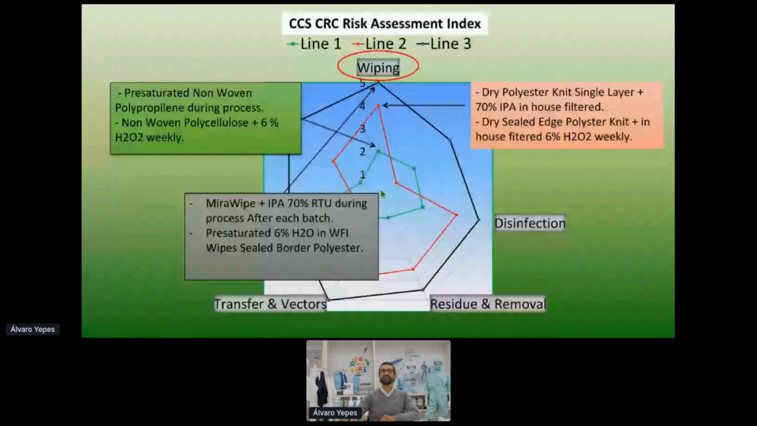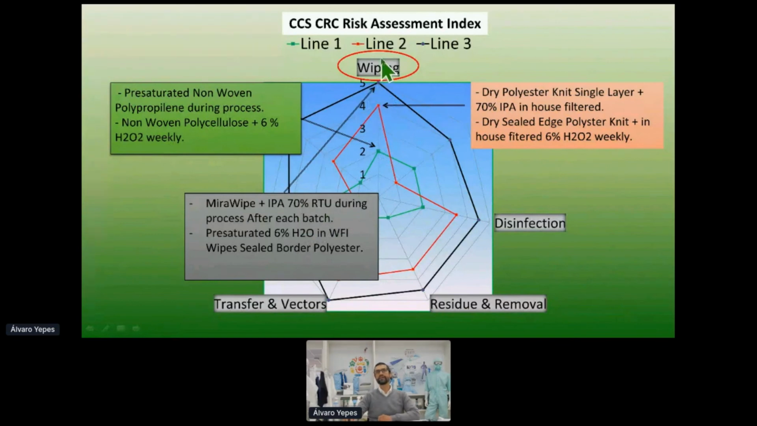So we are analyzing 3 different lines that we operate, and in this particular wiping case, our worst case is line number 1, where we use non-woven polypropylene during process with IPA, presaturated, and on a weekly basis, we use hydrogen peroxide 6% using a non-woven polycellulose. So we saw that was a very risky practice due to the particle generation, but also due to the low volume of liquid we apply.